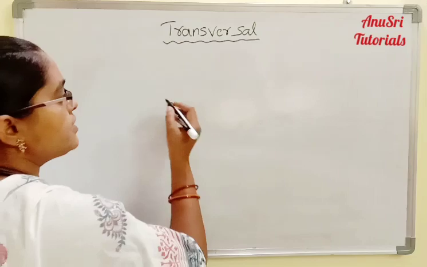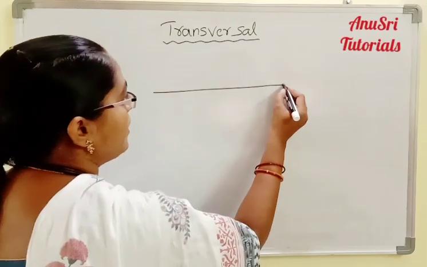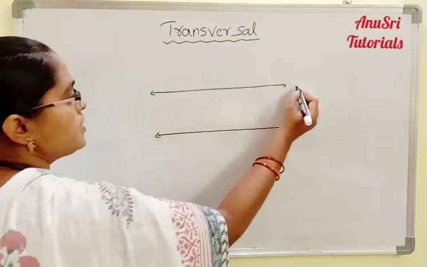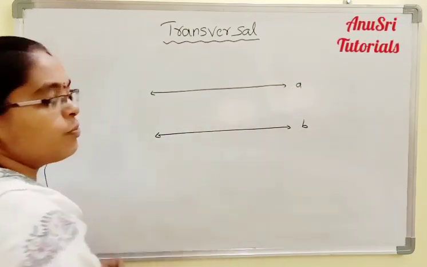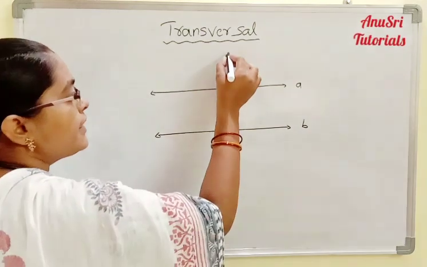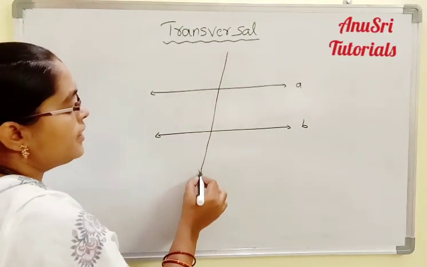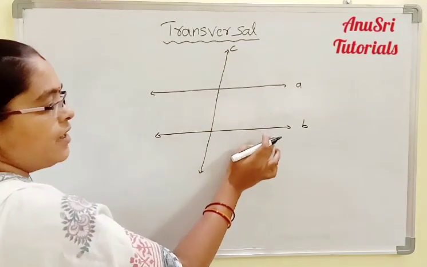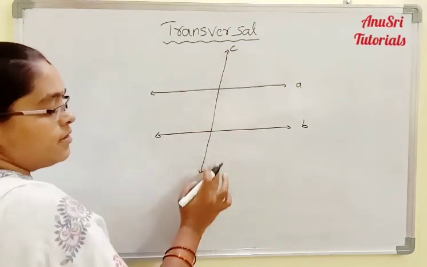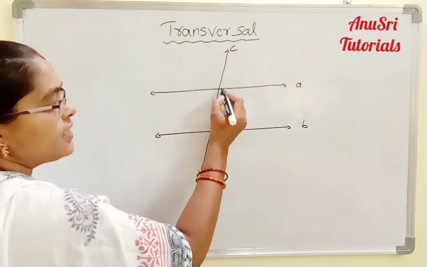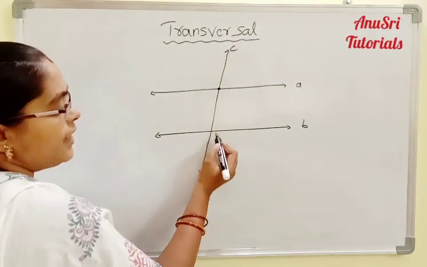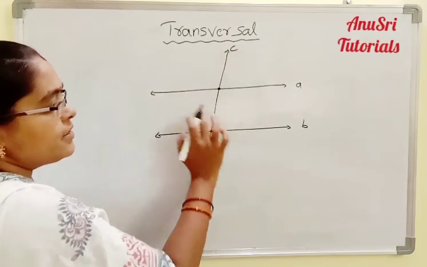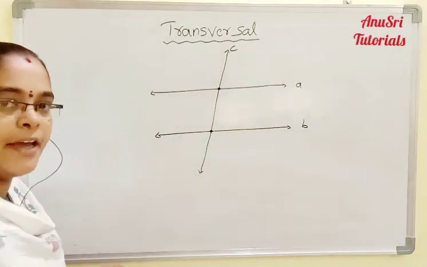A transversal is nothing but when two parallel lines, see here the two parallel lines are there. Suppose this is line A and this is line B. Two parallel lines are intersected by another line at distinct points. See, this is line C. See here A and B are parallel lines and C is another line which intersects the line A at this point and line B at this point. See, at distinct points the line C is intersecting two parallel lines A and B.